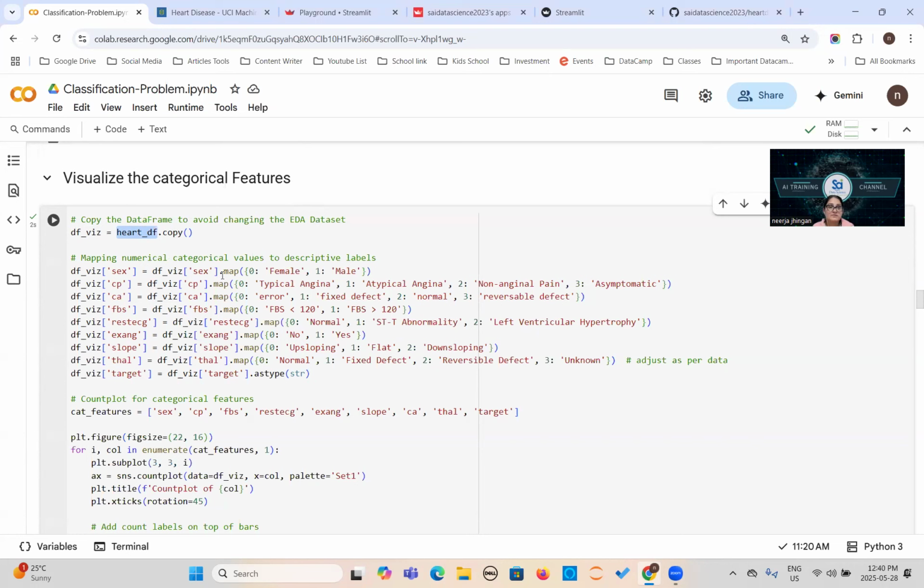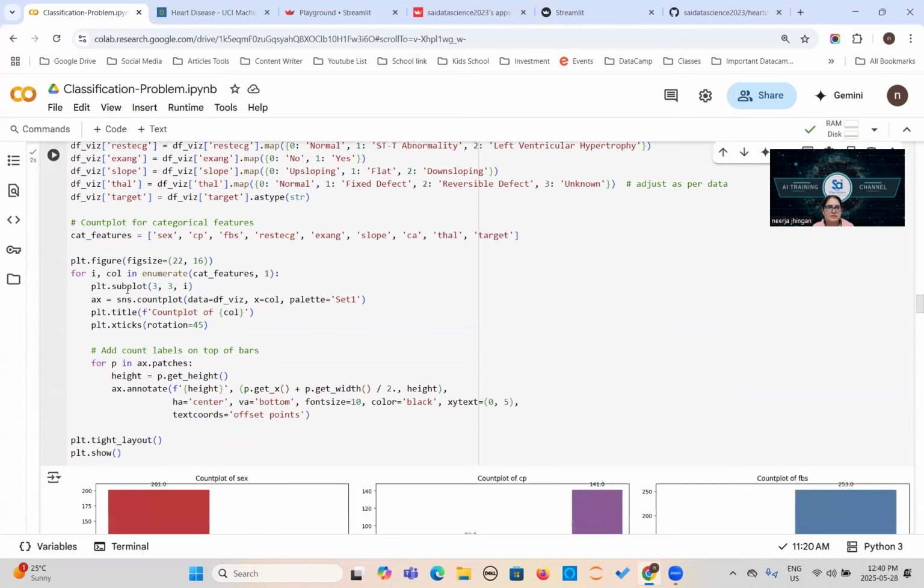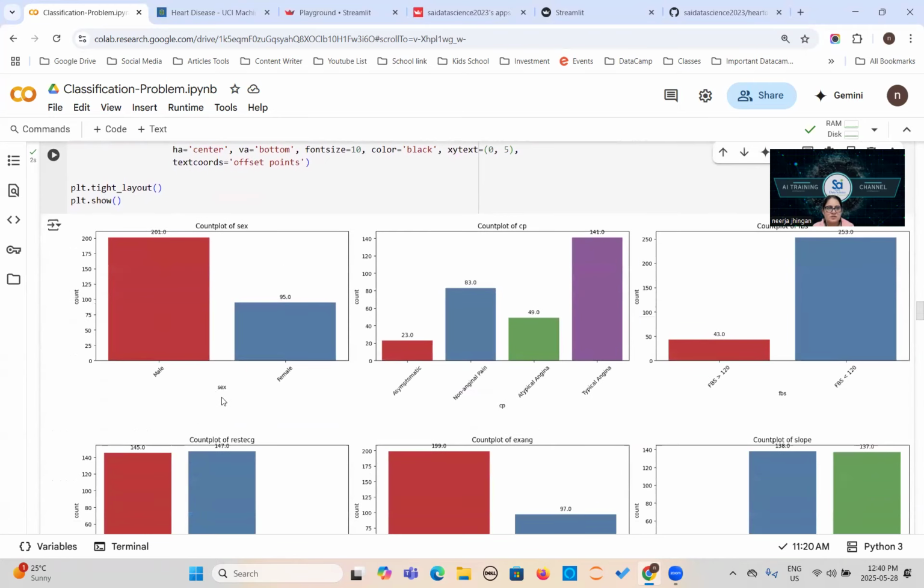Okay. So I'm converting 0 to female and 1 to male, what we have given in the dictionary. Same for the CP, this is the name. And then we are plotting the subplots again, count plots. Look at this. It is showing the gender. In our data set, there are 201 records of males, who might have a heart disease or not. Okay. So how many female records do we have? 95. And this is showing the records of the different types of chest pain.